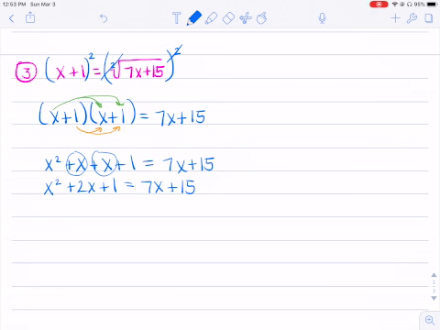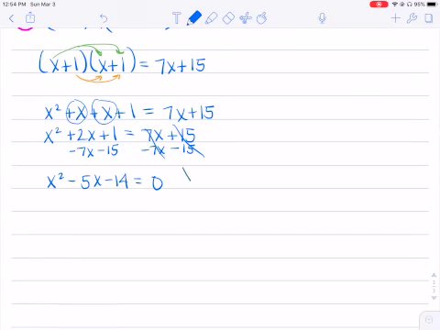And so in order to do that, I need everything on one side of the equation, preferably with just a plain old x squared as my leading term, if possible. And then I just want a 0 on the other side. So let's do that. Let's subtract 7x and subtract 15 from both sides. This leaves me with x squared minus 5x minus 14 is equal to 0 because these cancel.